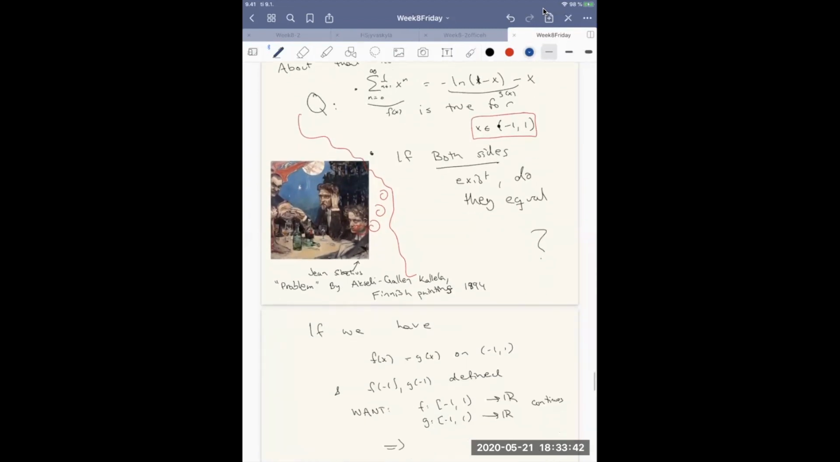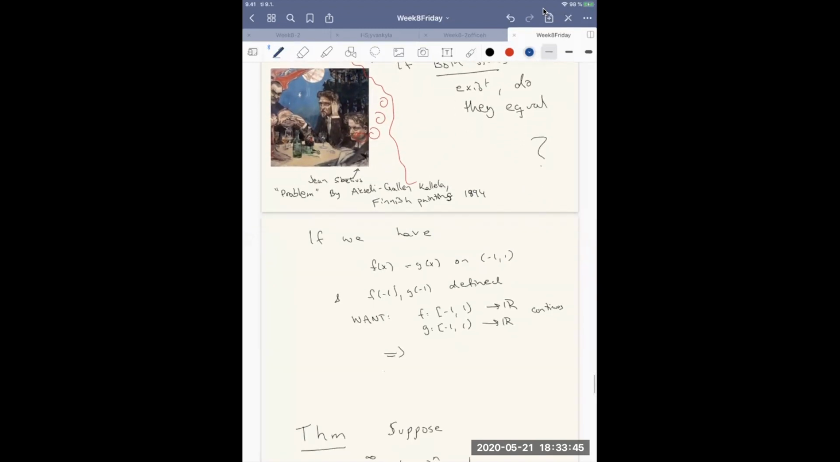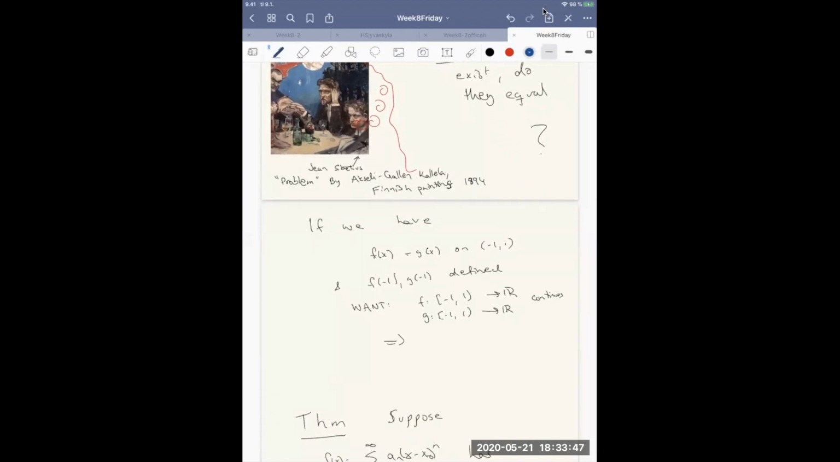Well, fortunately, the answer is yes. But how does the argument have to go? Let's look at the structure of things. We have two expressions, left-hand side and right-hand side. They define functions on minus 1, 1, and we also have that their endpoint values are defined. How can we conclude that g of minus 1 is equal to f of minus 1? We need continuity of the functions. If they are also continuous, then from the fact that they agree on the interior, we can conclude that f of minus 1 is equal to g of minus 1.